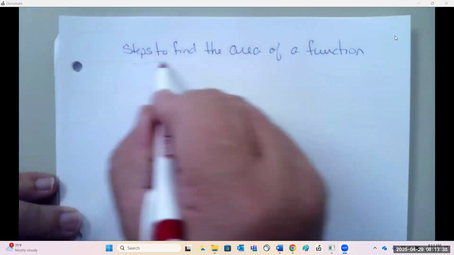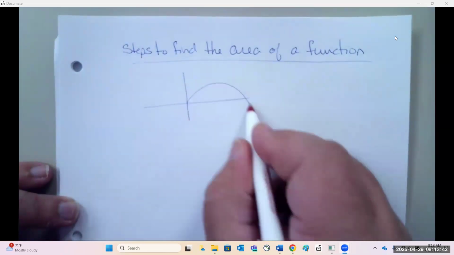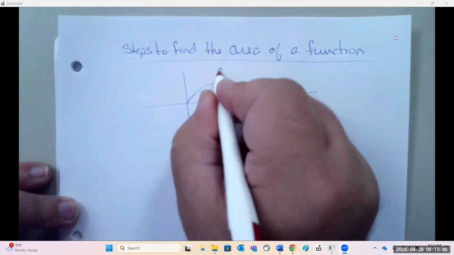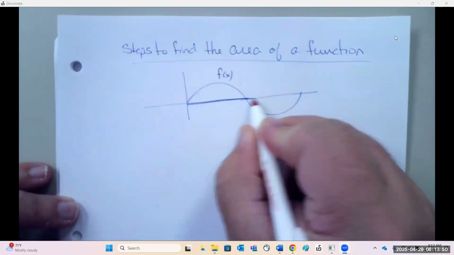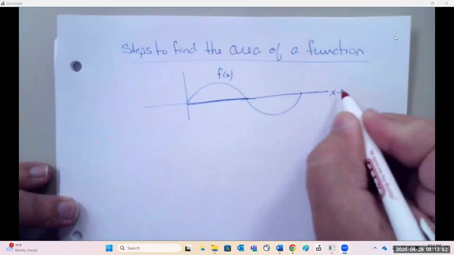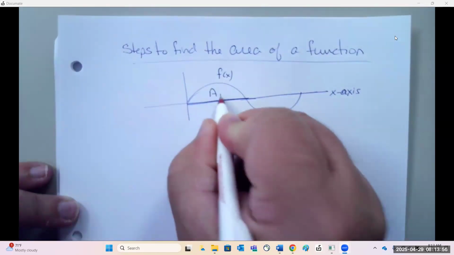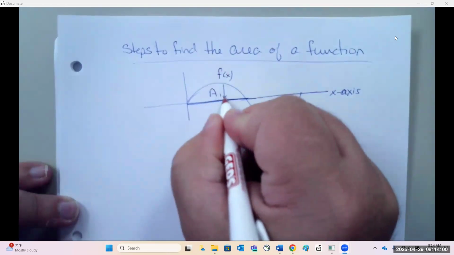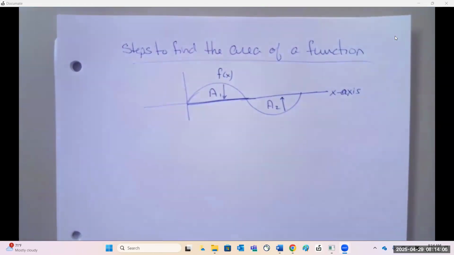Which is why when we say find the area of a function, we're talking from the function to the x-axis. That's the area we're looking for. So it's from the function to the x-axis, the area between there.